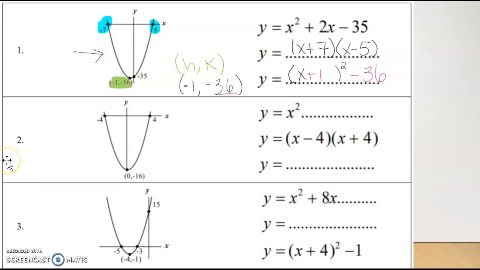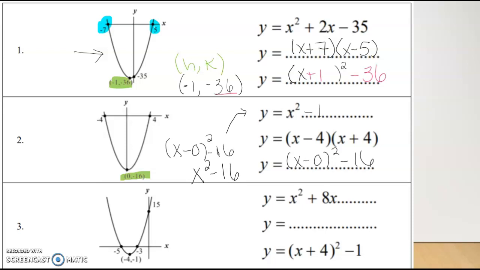We are going to use the same idea on number 2. I'm going to do the vertex form first. My vertex is at 0, -16. So if I write this in vertex form, I'll have x minus 0 squared minus 16, which I can keep there. But when I think about that, do I really need a minus 0? And the answer to that is no. I could rewrite this as x squared minus 16, which is actually the standard form of our equation.